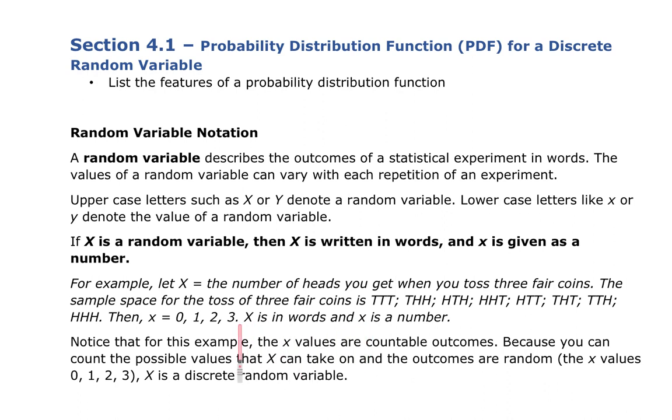So capital X is the number of heads you get. Little x is the possible outcomes for the heads. Either you get 0 heads, 1, 2, or 3 heads. Notice for that example, lowercase x are countable outcomes, because you can count the possible values of big X and they can take on these outcomes.